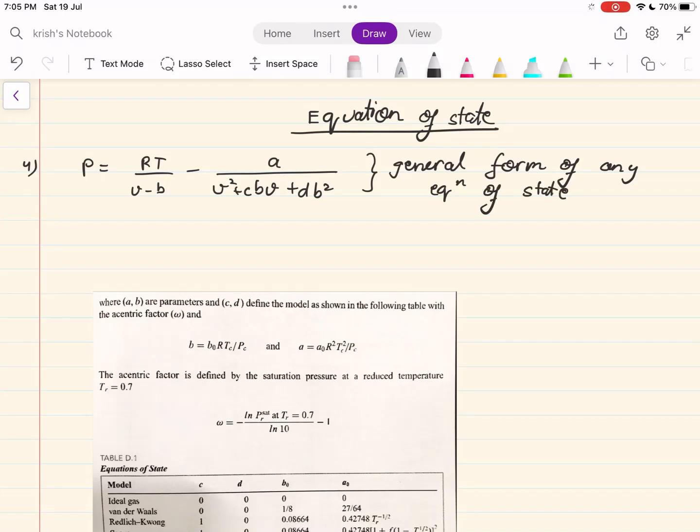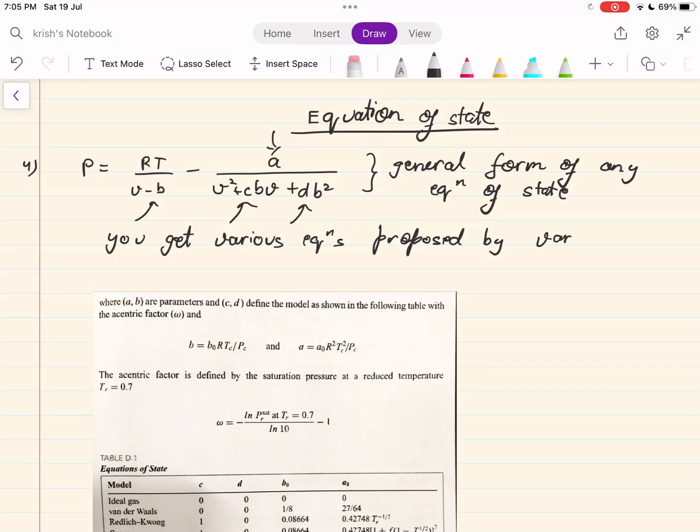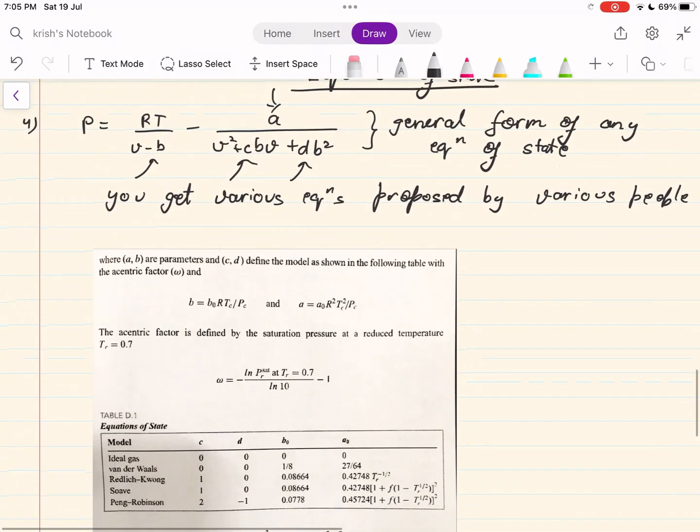And when you modify the variables b, a, c, and d, you get various equations proposed by various scientists. So the question will directly ask you to predict the pressure or the temperature or something using XYZ equation of state.